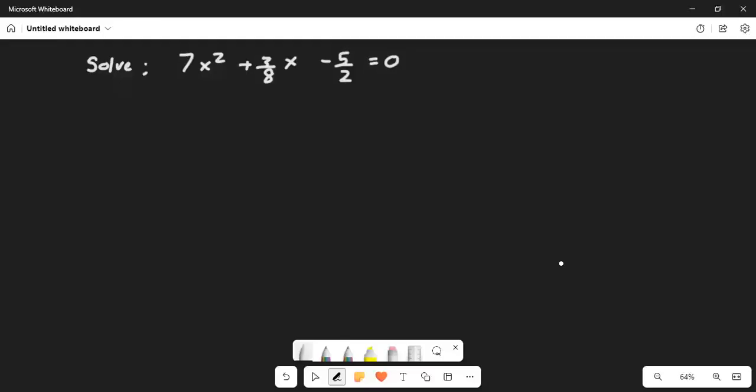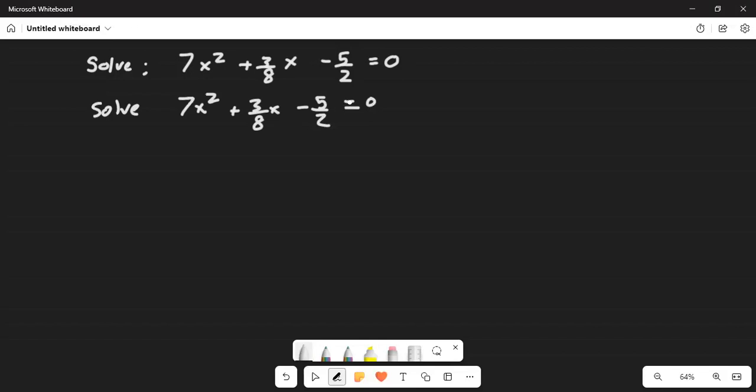Today we are going to solve a quadratic equation. So I'll share my computer screen with you. It says solve 7x squared plus 3 over 8x minus 5 over 2. So let me write that again. Solve 7x squared plus 3 over 8x minus 5 over 2 is 0.